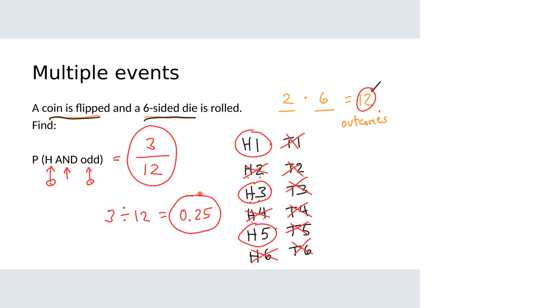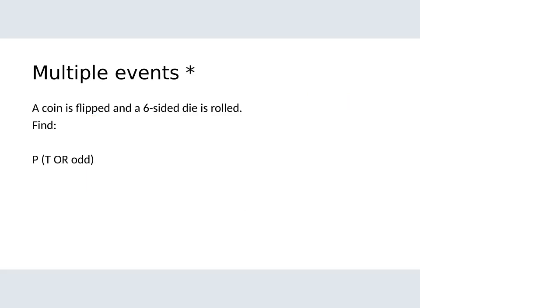Let's try another one like this. A coin is flipped and a 6-sided die is rolled. Find the probability of getting tails or an odd number. I'll set up a poll for this one.